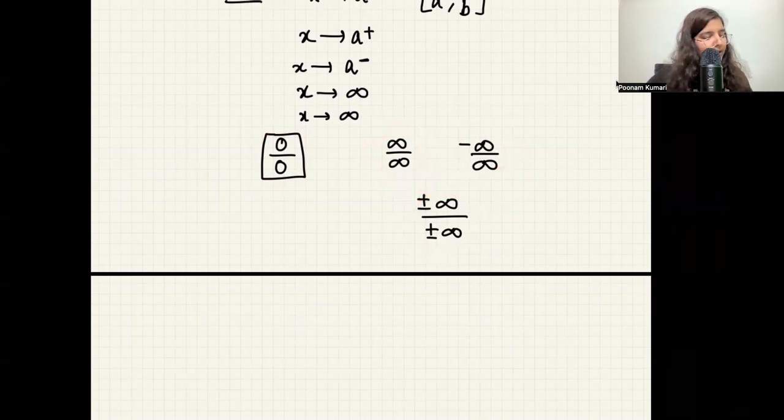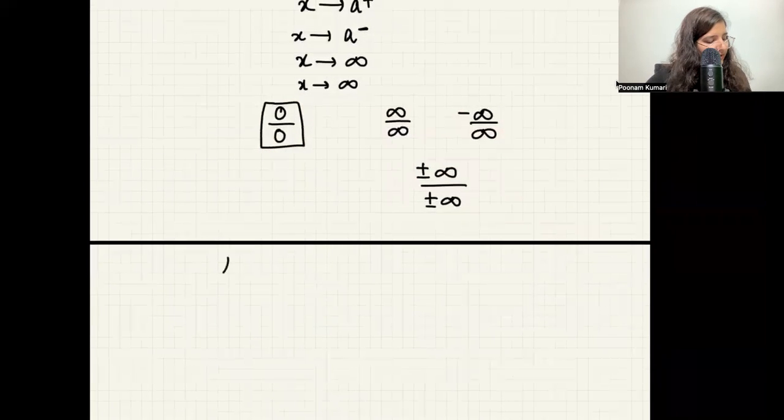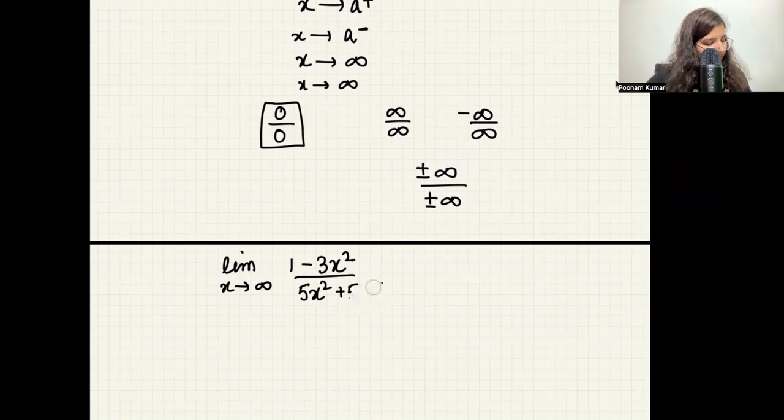Okay. So let's say you want to figure out this limit as x is tending to infinity, 1 minus 3x squared divided by 5x squared plus x minus 1. So let's say you want to find this limit. Okay. So the first step to figure out whether you can apply L'Hopital's rule is whether you are getting an indeterminate form or not. 0/0, infinite by infinite. What form are you getting?